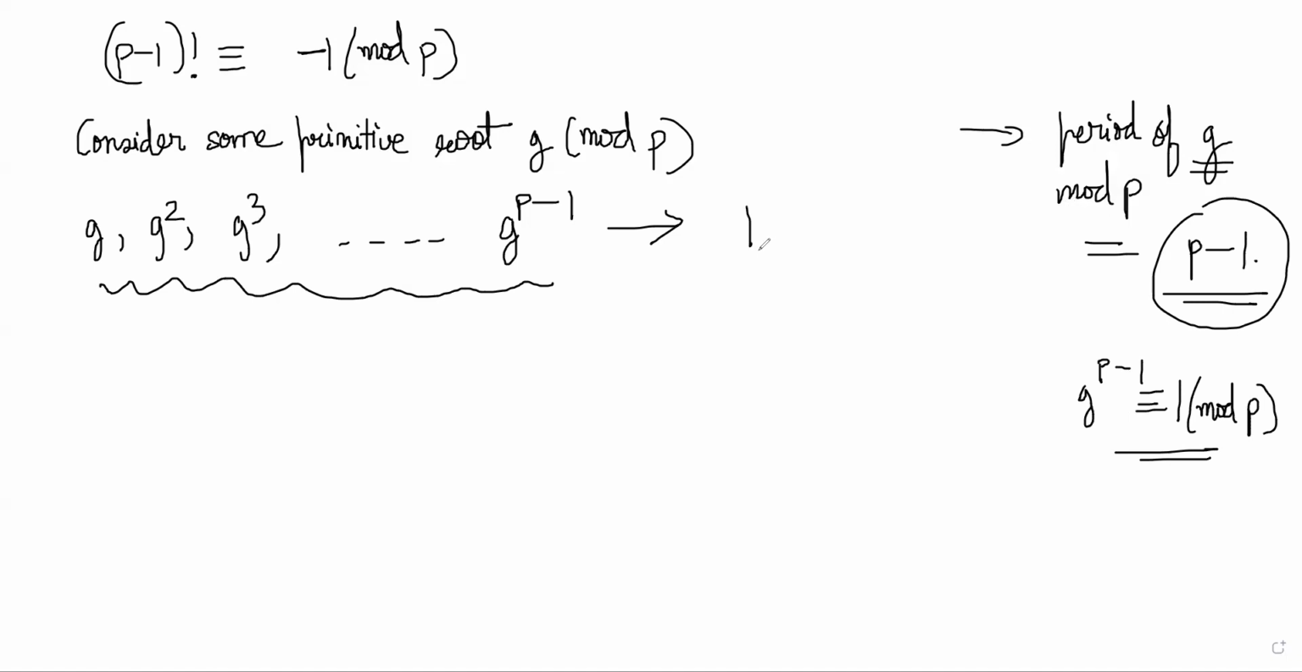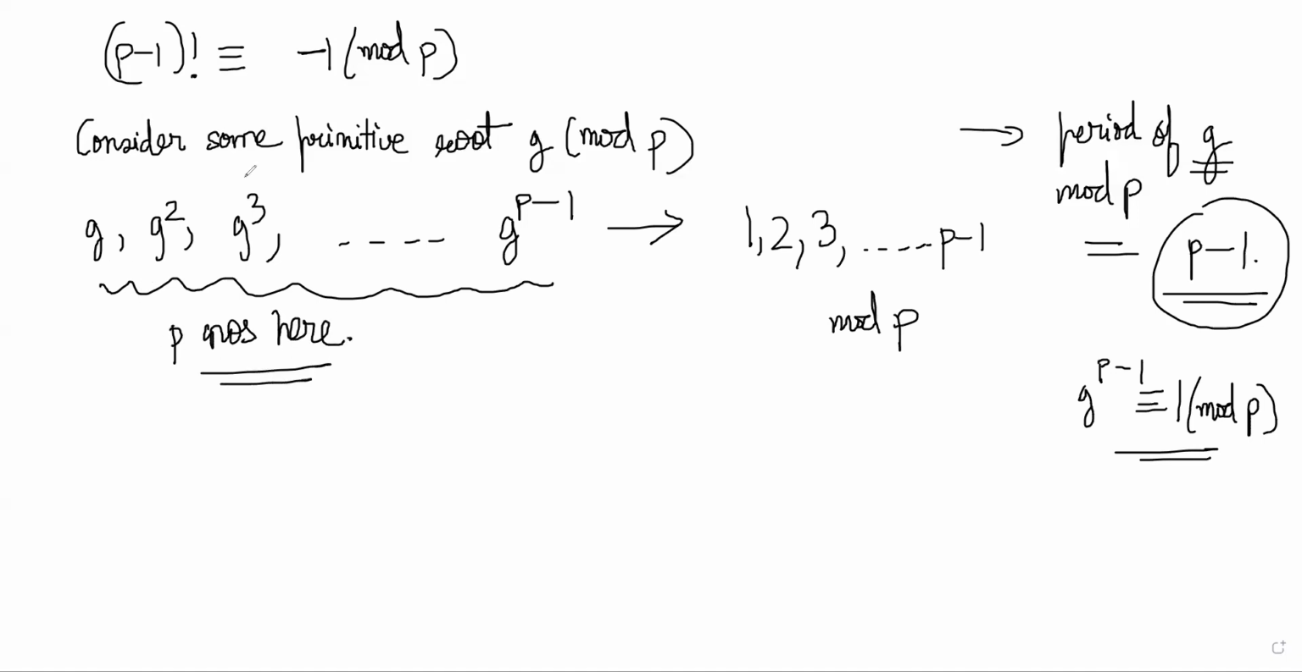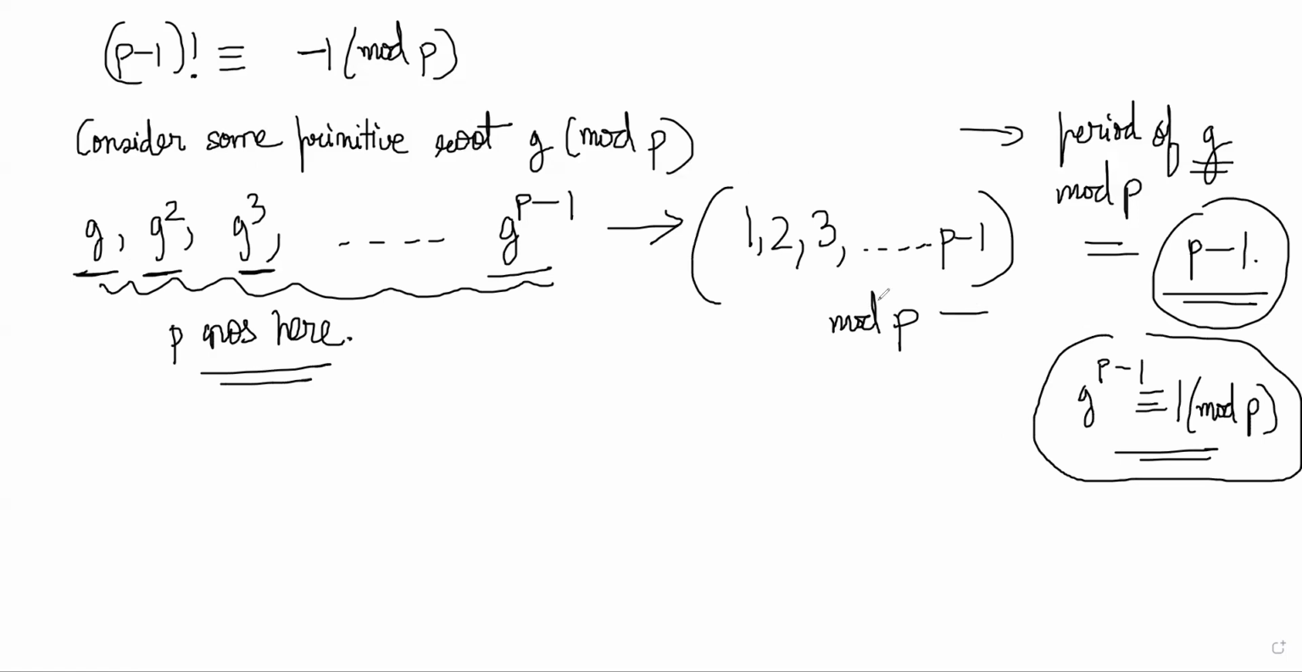all of them will be congruent to 1, 2, 3, some rearrangement of these p minus 1 mod p, because the first time it starts repeating is when it hits 1 here. So everything else is going to be in distinct congruent classes. These are all incongruent with each other, right? So it must be a rearrangement of this, right?